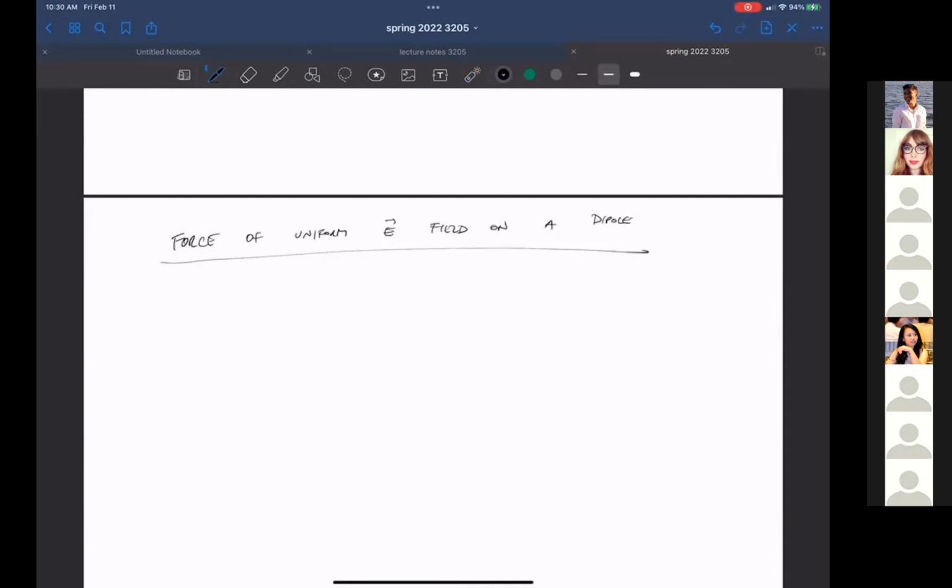Okay, so let's say we have a constant electric field in this direction, just in the horizontal direction, okay? So we have an E field that's constant amplitude and it's just pointing in the direction of i. It's pointing in that direction. Okay, so this is what it's going to look like in equation form.